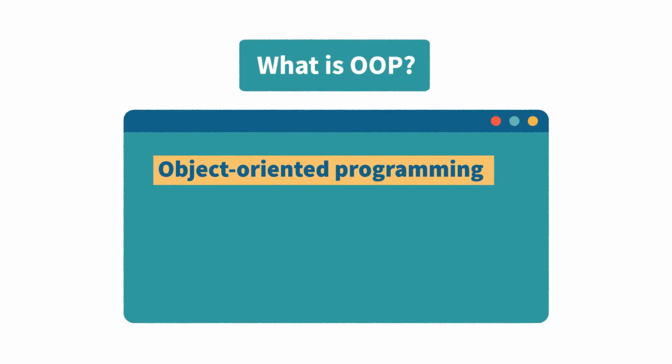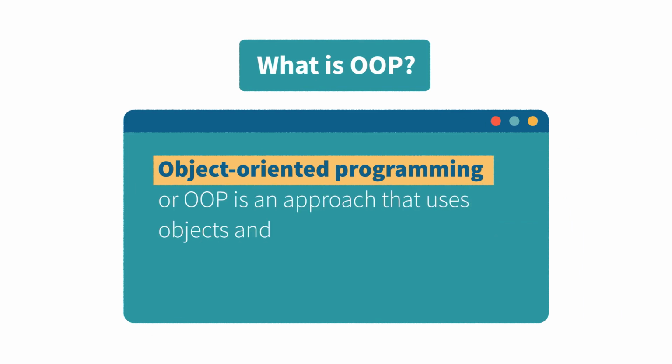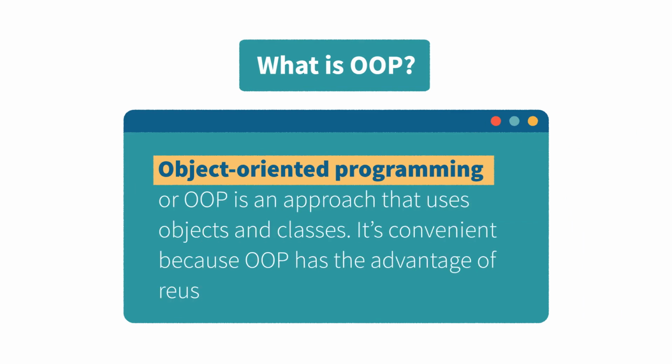First, let's talk about Object-Oriented Programming, or OOP. This approach uses objects and classes. It's convenient because OOP has the advantage of reusability, something we'll talk about when we get to classes.